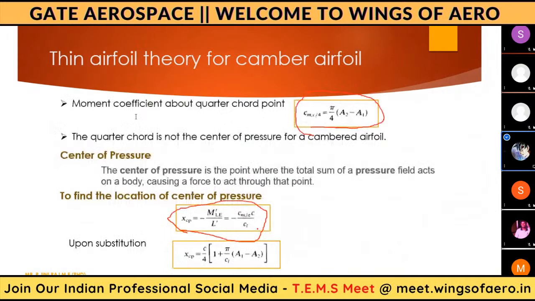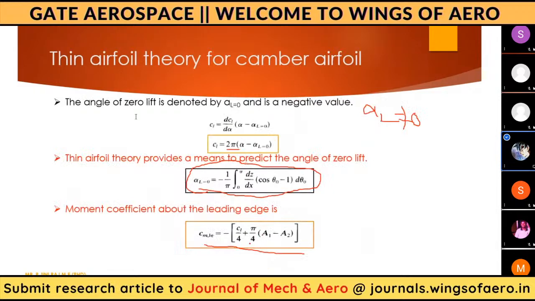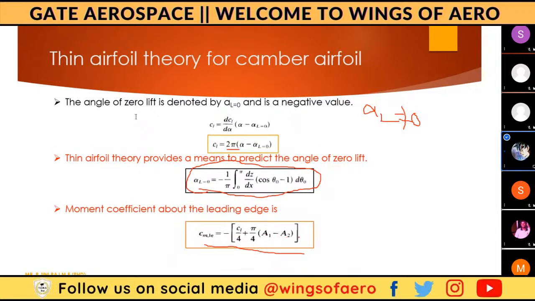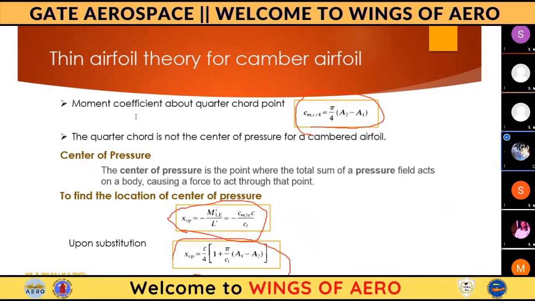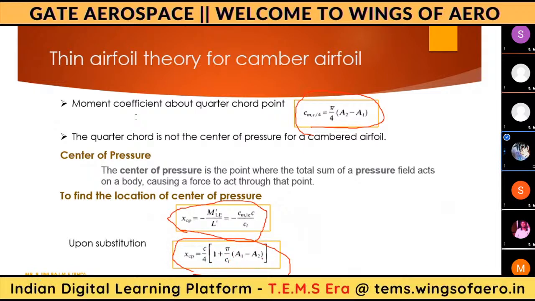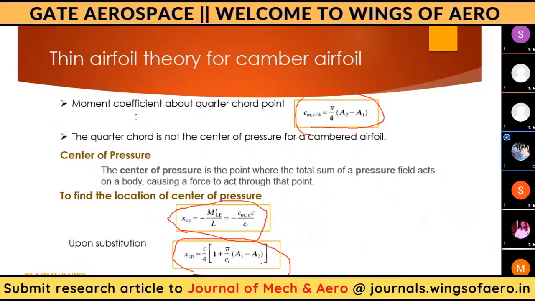Okay, sir. So upon substitution of this Cm leading edge value, this Cm leading edge is minus Cl by 4 plus pi by 4 into A1 minus A2. Upon substitution, we will get the final equation for the location of center of pressure, xcp equal to c by 4 into 1 plus pi by Cl into A1 minus A2. Okay. So these are the formulas.